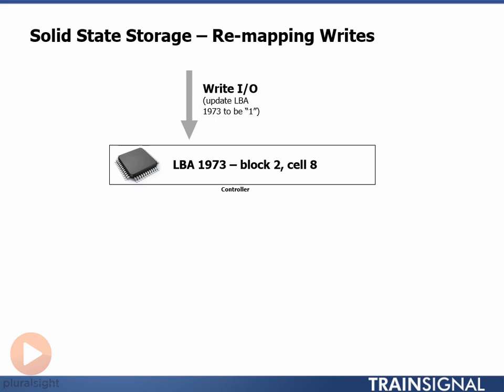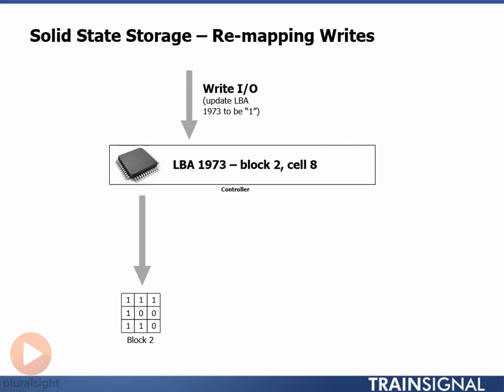block 2 cell 8. The controller then checks the contents of block 2 cell 8 and finds that it's already programmed to be a 0 and needs reprogramming back to be a 1. But the controller knows that it can't do this as an individual cell program operation. It knows that it's got to go through all of that write amplification, and it doesn't fancy all of the effort that's required to reprogram that cell.